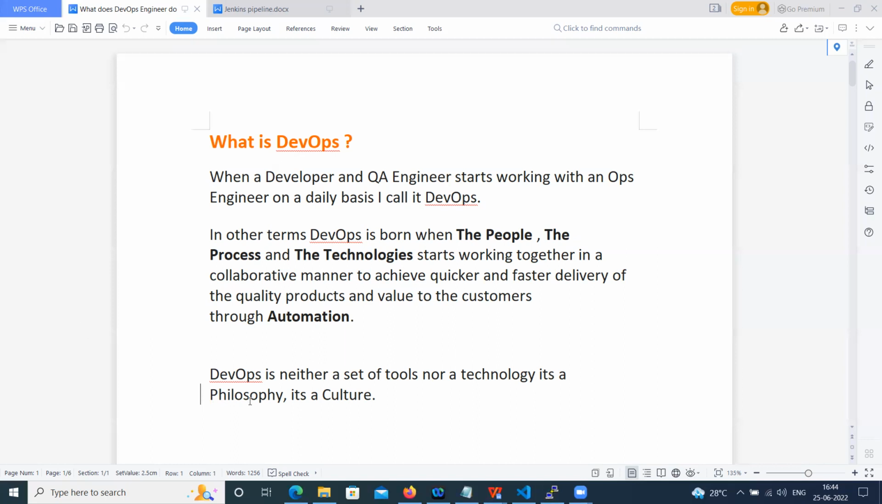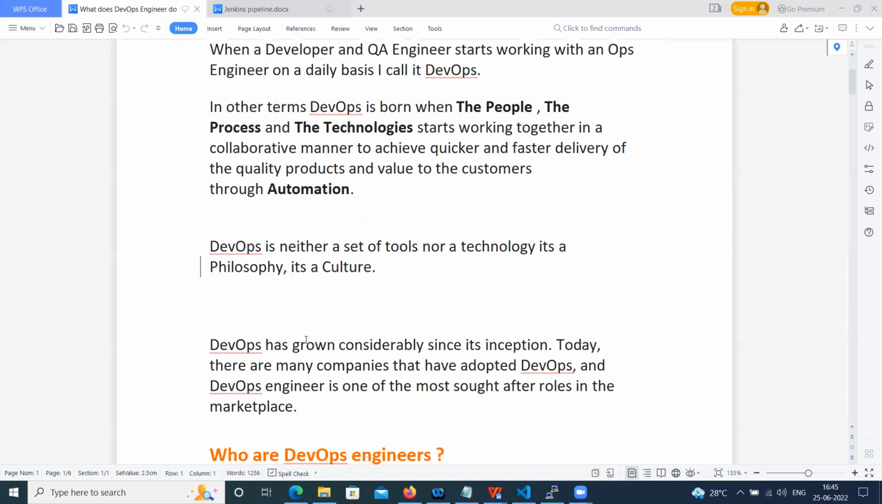DevOps is neither a set of tools nor a technology. It's a philosophy, it's a culture. In DevOps there is no fixed set of tools that means DevOps. There are hundreds, five hundred, thousands of tools, depending on the project. The tools change depending on the project requirement, and as a DevOps engineer, we have to adopt all these tools to achieve automation.